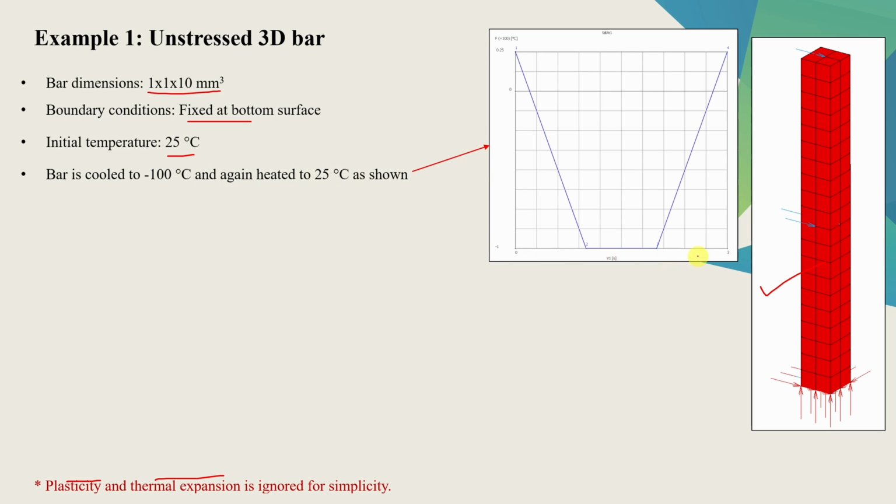So you can see total simulation time will be 3 seconds. Within first 1 second, we will cool it down from 25 to minus 100. We will hold that for 1 more second and then again we will heat it up to 25. And now you can see why I say unstressed. As bar is fixed only at the bottom and there is no thermal expansion, when we cool or heat the bar, there is not going to be stress at all anywhere in the bar. Only thing what we expect is phase transformation should occur from austenite to martensite and again martensite to austenite.